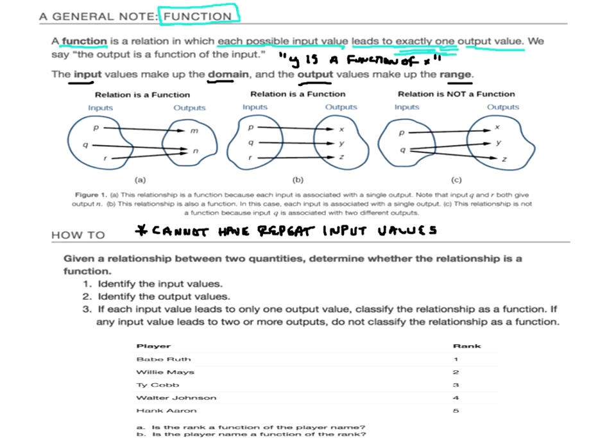Okay. So how to determine whether a relationship is a function. You want to identify the input values, identify the output values. If each input leads to one and only one output value, then it classifies as a function. If any one input leads to 2 or more outputs, it does not classify the relationship as a function. It is simply a relation at that point.